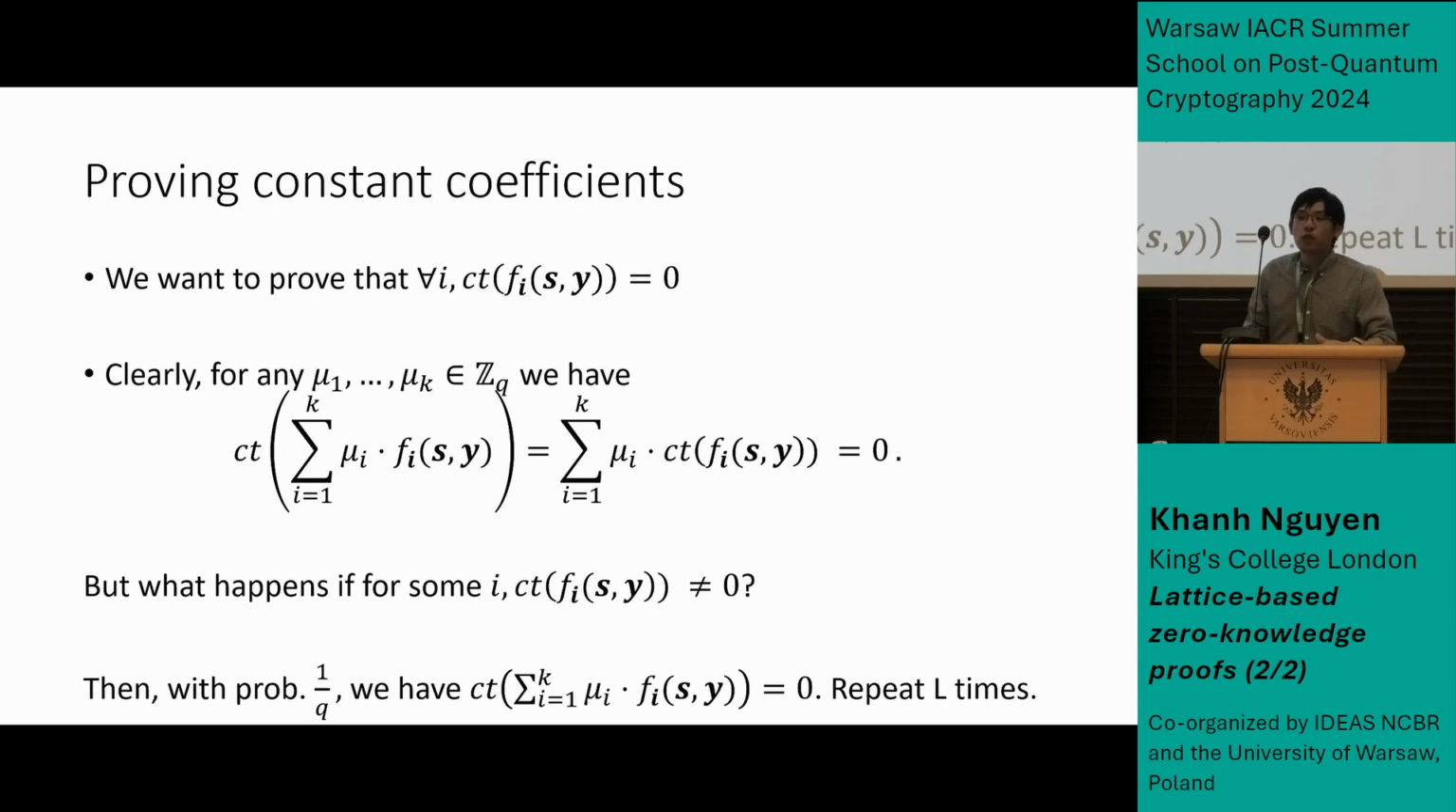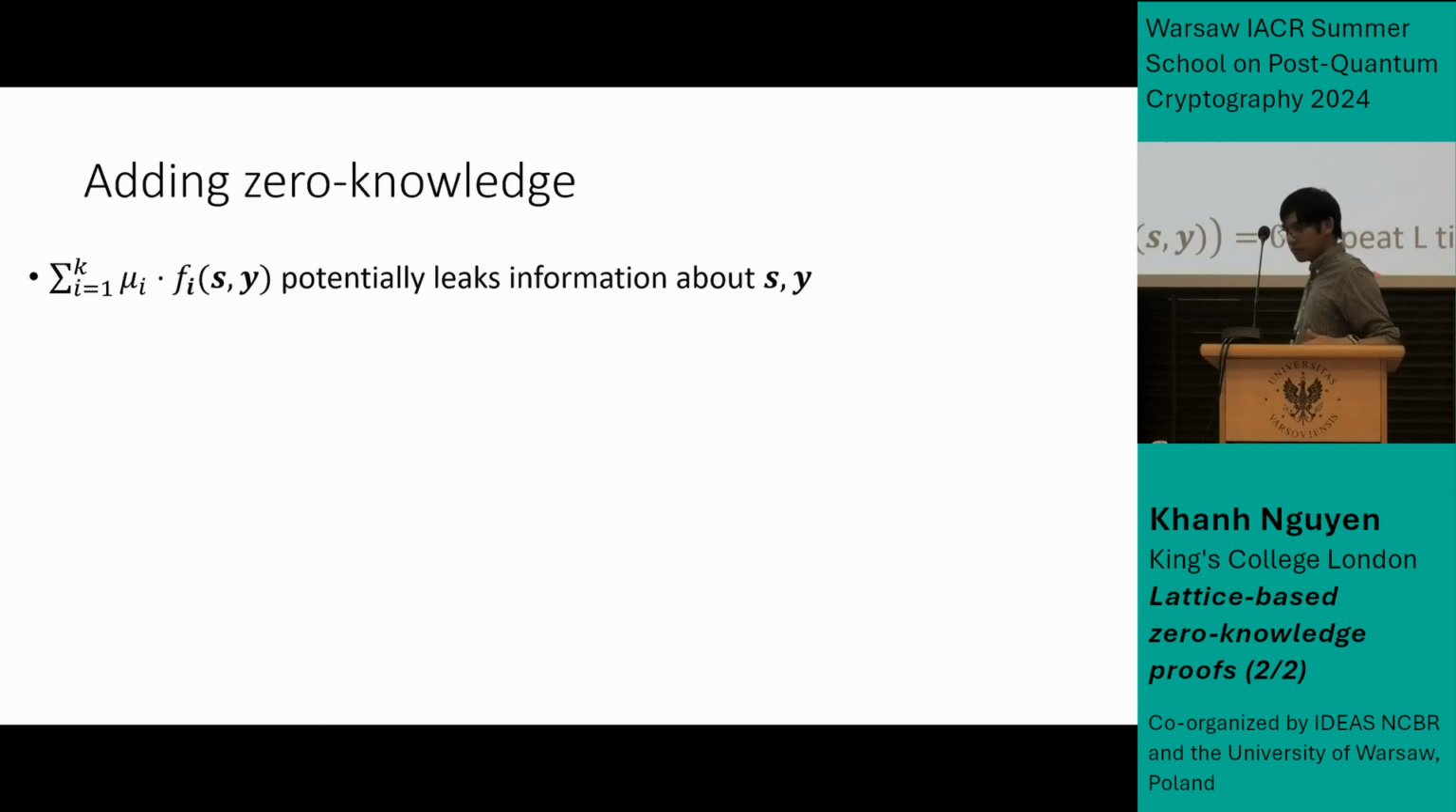But what happens if I try to cheat? If for some i, the constant term is not 0. Then one can easily check that the constant term of the linear combination will be 0 with probability 1 over q. So that's the probability of cheating. As we discussed before, we want q to be small, polynomial, so this is not enough. That's why we need to repeat a few times. So that's what I call L. But if q is, say, 2 to the 32, then we just need to repeat 4 times, so that's not too bad. So that's the idea.